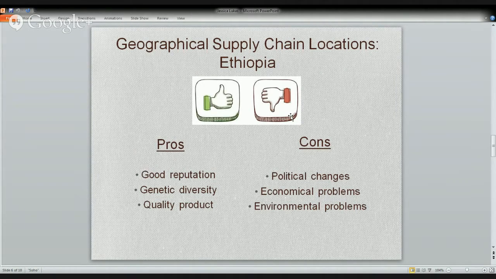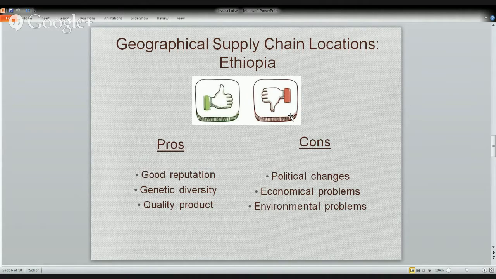One of the locations in the supply chain would be Ethiopia, and they take care of the agricultural phase. And it's important to analyze your geographical locations because they can have pros and cons that can ultimately affect your performance. For instance, the pros of using Ethiopia in the supply chain was they have a good reputation for coffee. They have a very diverse type of coffee bean and many different genetic types of coffee beans, more than other competitive countries. And like I said before, they have a quality product.